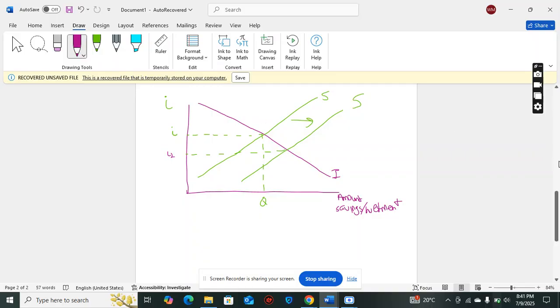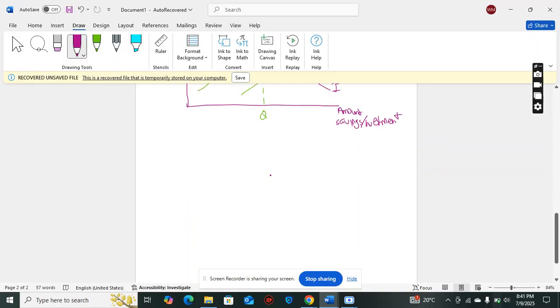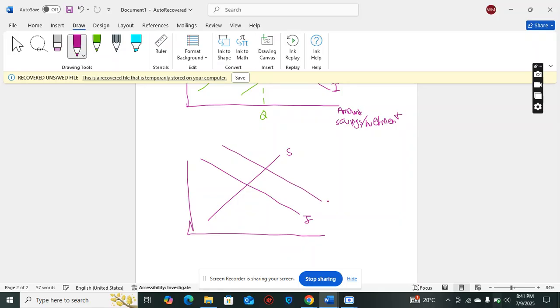If there is a lot of investing, let me just draw it here, basically meaning there's a lot of borrowing going on, it means the banks don't have all the money in the world. They have a limited supply of money. So the less money the banks have to loan out, the higher the interest rates.